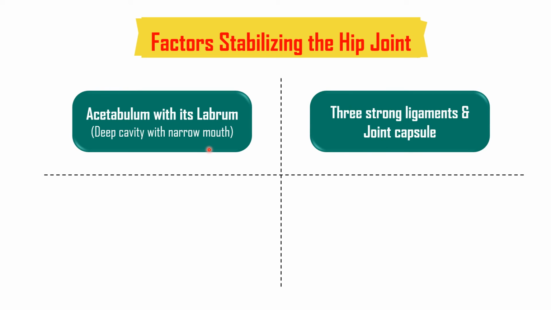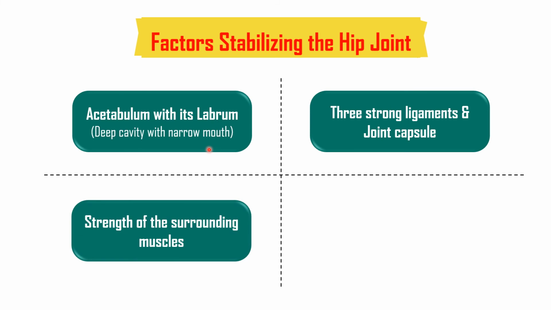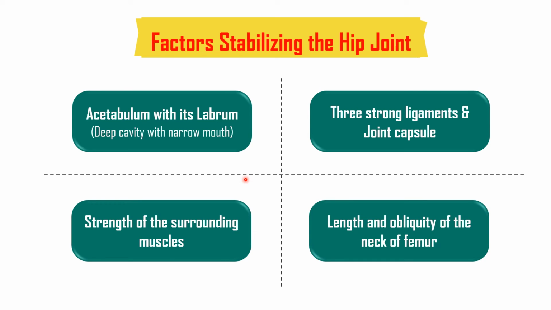Then three strong ligaments which are blended with the joint capsule, nothing but the ilio, ischio, and pubofemoral ligaments. And the strength of the muscles, so the hamstring, quadriceps, and the adductor compartment muscles which are surrounding it, and the gluteal region also, which helps in holding the hip joint together. The length and obliquity of the neck of the femur helps mainly in the movement part, so that with this range of mobility the joint is more stable.